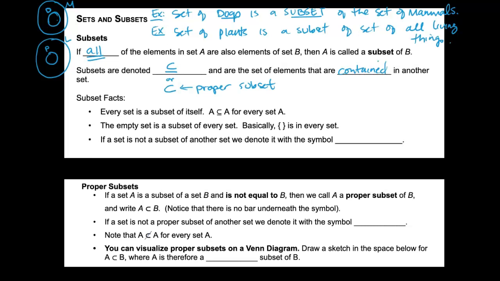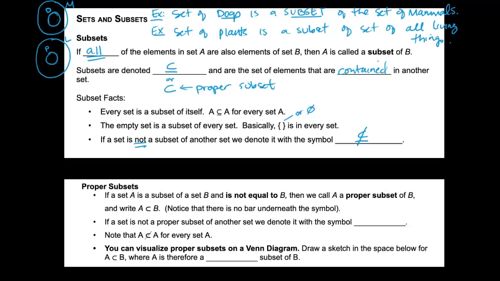So basically, the empty set is the brackets with nothing in it, or the empty set symbol. So it's included in every set. And I wouldn't worry about this right now, but as we do some examples in a bit, you'll see how we include this in the list of subsets. And then if a set is not a subset of another set, we just use the subset notation and then put a line through it.